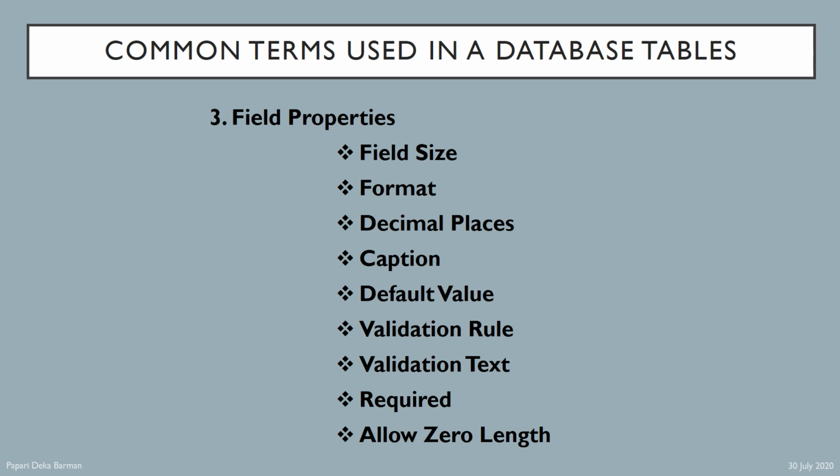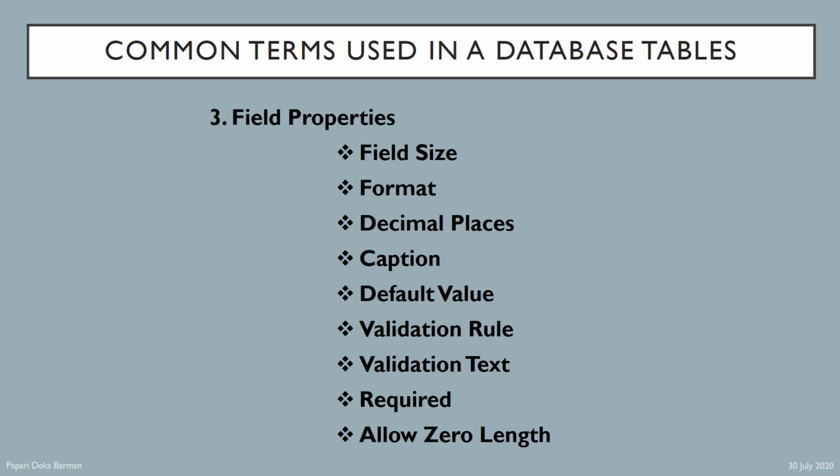Next is required. If you enter yes, the field should always receive a value during the data entry. The default value of it is no. Means required. There are two options in required. One is yes, one is no, and by default it is always no, which means that the field can be left blank. If you give it as yes option, then you cannot keep it as blank. You have to enter the value.